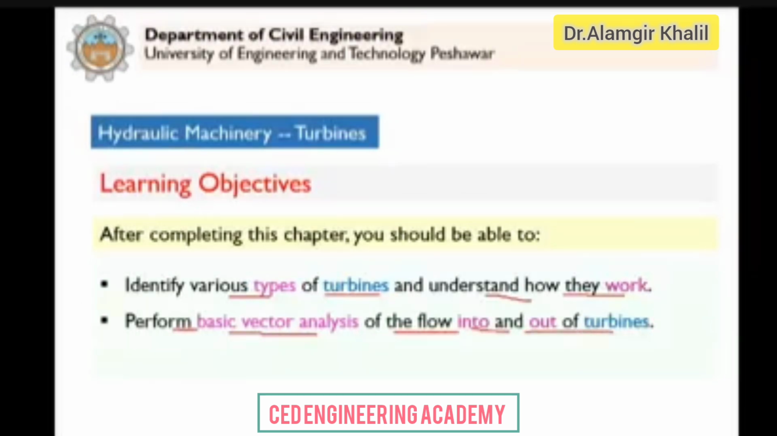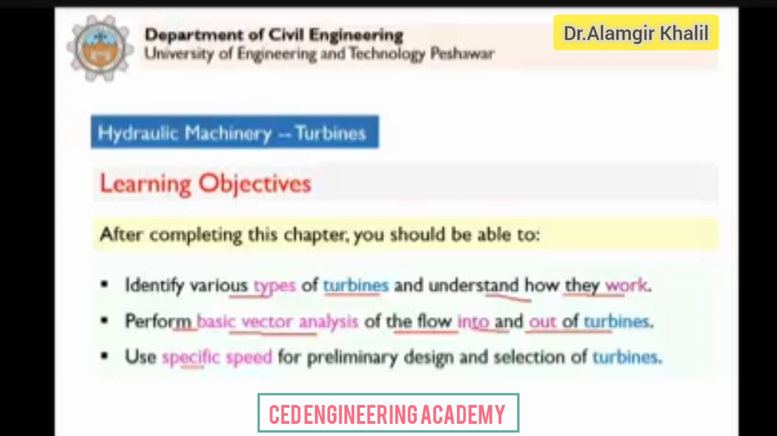So as we studied for the case of pumps, similarly, we will study about how the fluid enters into the turbine, how the energy is taken in this case from the moving fluid, and for the turbines we will be able to calculate, for example, the efficiency, that is, what is the output and what is the input to the turbine.